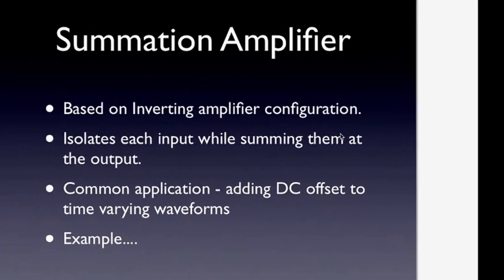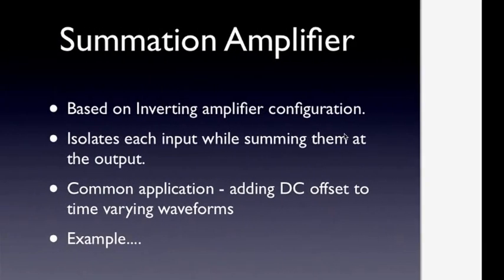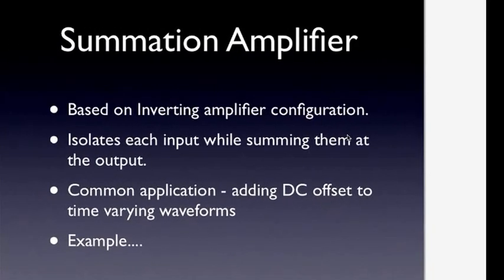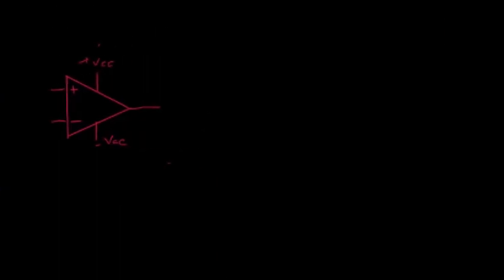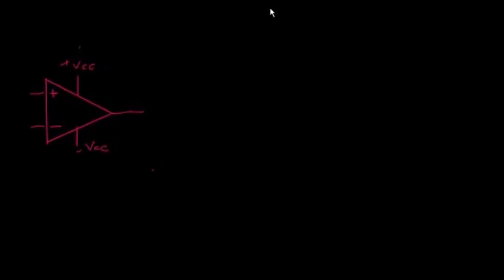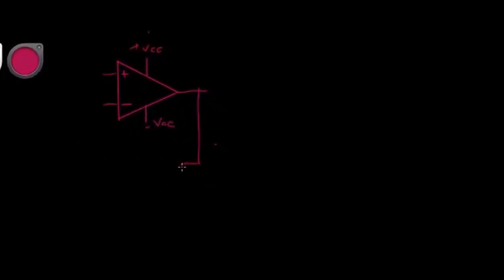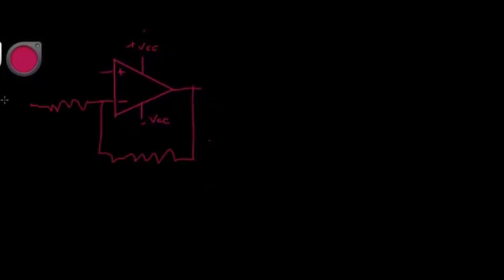So the next amplifier we want to look at is the Summation Amplifier. Again, it's based on the inverting amplifier. We'll look at some of the big advantages we have with this particular configuration. So if I come in here and I have this amplifier, I'll call this input A, can come down here, have input B and input C.